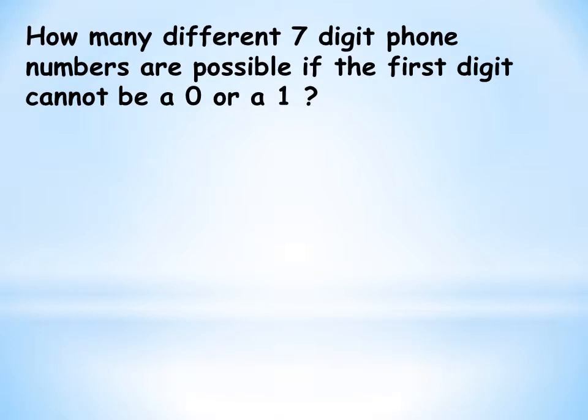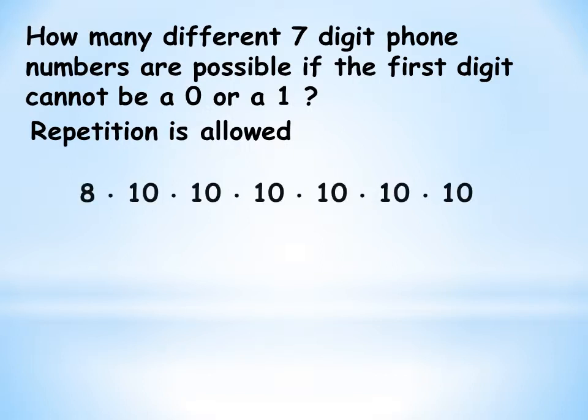The second digit, you would have 10. The third digit, you would have 10, and so forth. So repetition is allowed. So I would have 8, 10, 10, 10, 10, 10, 10. Multiply those together, and you get 8 million different possibilities.